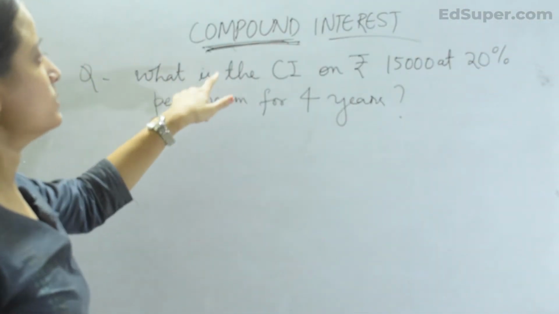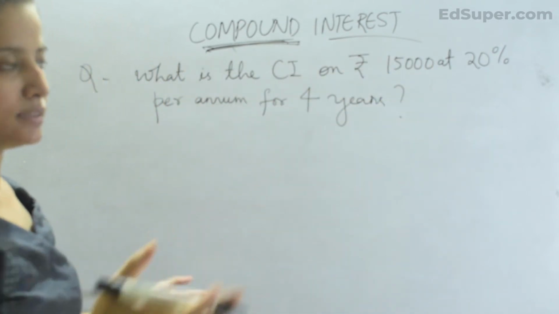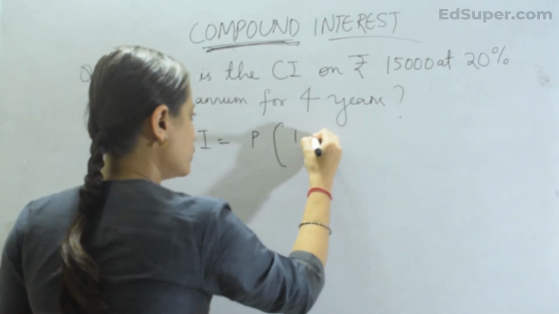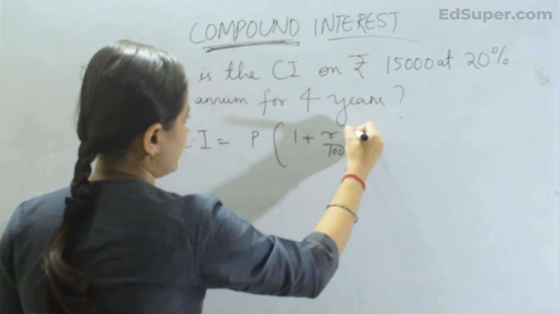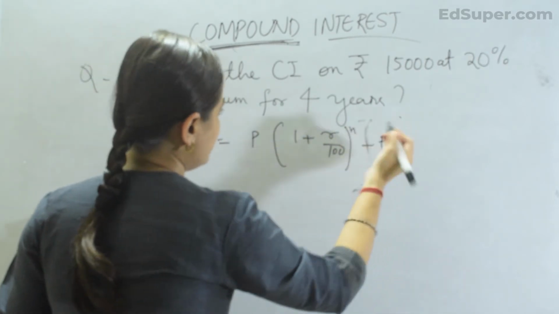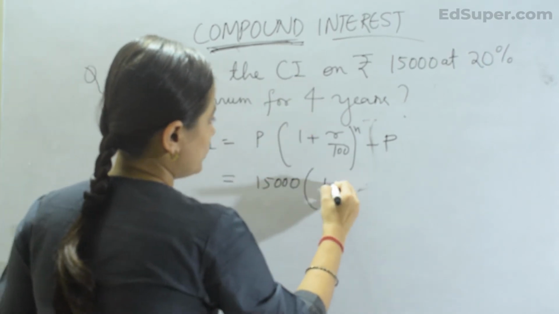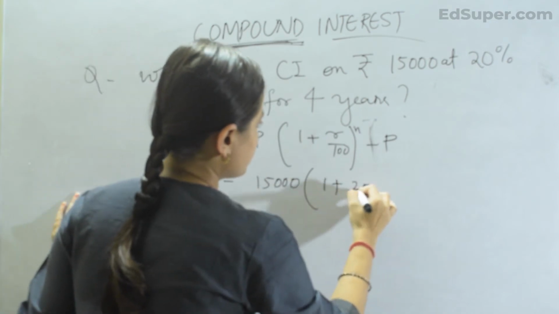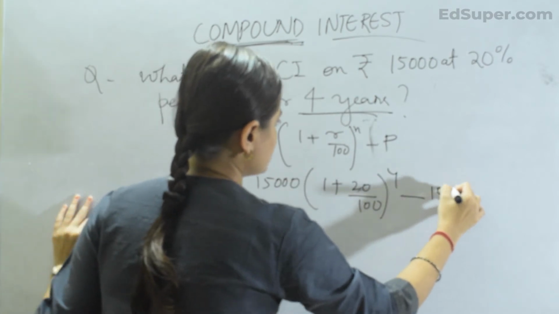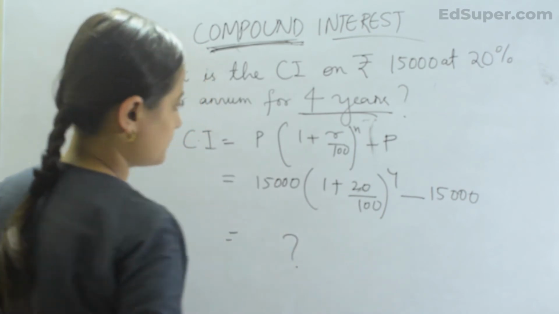So here our question is, what is the CI on rupees 15,000 at 20% per annum for 4 years? It's a simple question based on the formula only. Compound interest equals P into (1 plus R by 100) to the power n minus P. Here P is 15,000, R is 20%, and n is 4 years, minus 15,000. If you solve this, you will get your answer.